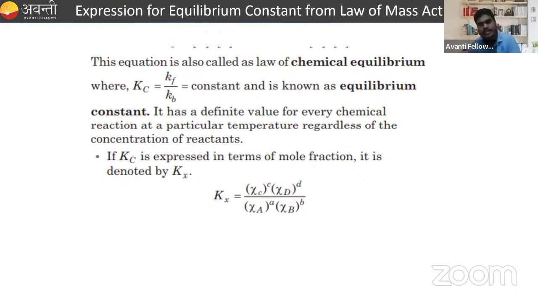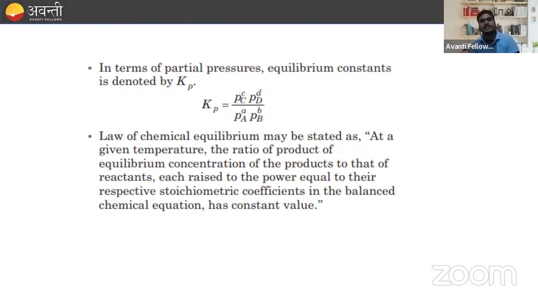So how will you represent Kx? Kx is nothing but the product of the mole fractions, XC^c, XD^d over XA^a, XB^b. Simple. Just in place of the concentration, we use the mole fraction. In terms of partial pressure, we can also represent the equilibrium constant like Pc raised to the power c. Rest all is the same, just in place of concentration or mole fraction, we put pressure, that is the vapor pressure.